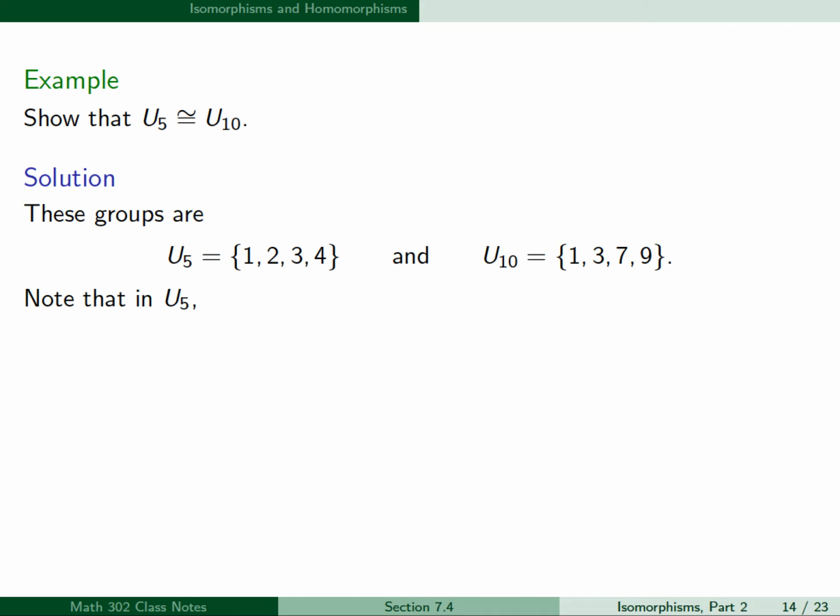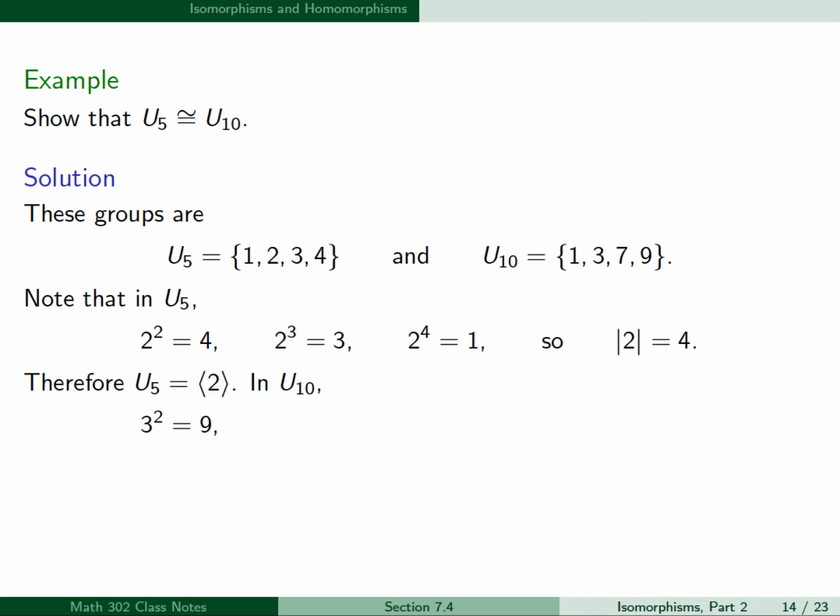Now note that in U sub 5, if I look at the powers of 2, we obtain 2 squared is 4, 2 cubed is 8, mod 5 is 3, and 2 to the 4th is 16, but mod 5, that's 1. So that tells us that the order of 2 is 4. The smallest power of 2 which equals the identity 1 is 4. And therefore, U sub 5 is the cyclic subgroup generated by 2. Taking the powers of 2, we obtain all the elements of U sub 5.